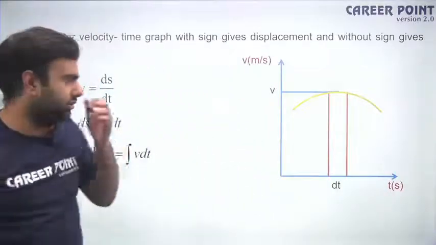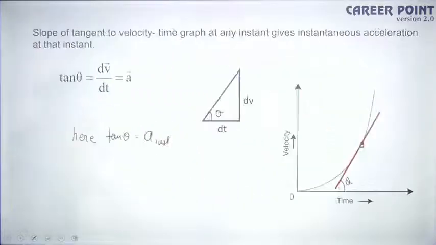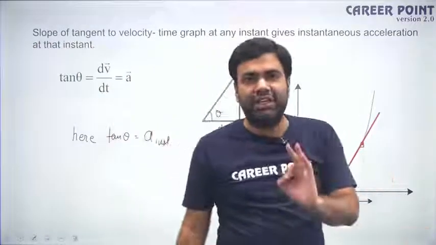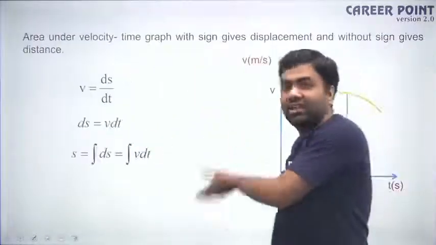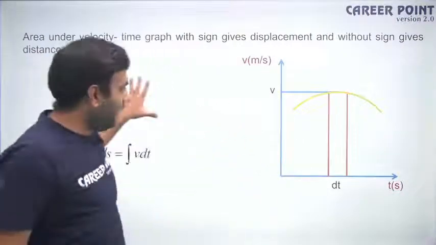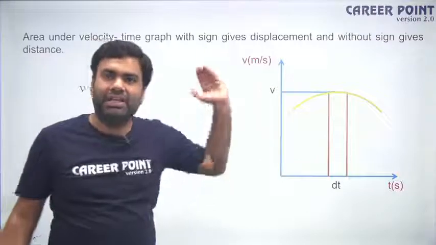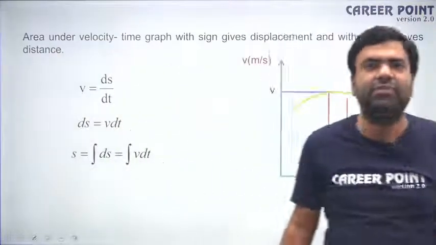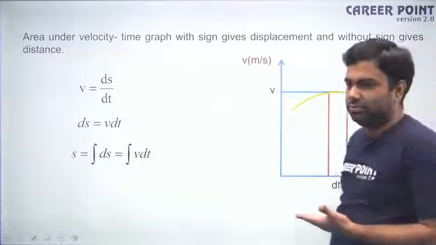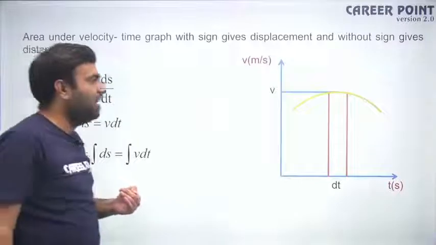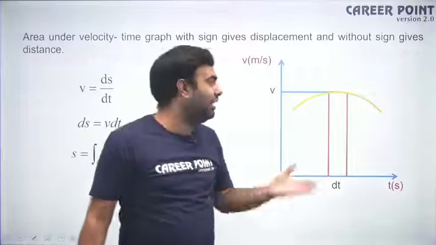Okay, Abhishek? So it is very important that the slope of the VT graph gives us acceleration, and the area under the VT graph gives us displacement. If we add the area with sign, we will get displacement. If we add the area without considering the sign, we will get distance. Now, yes, because integration of velocity gives displacement, and the graphical meaning of integration is area under the curve.